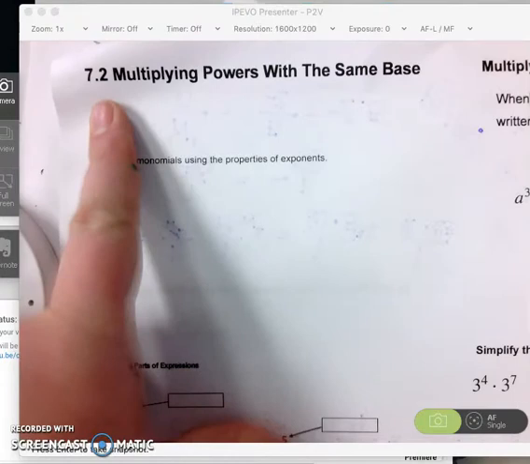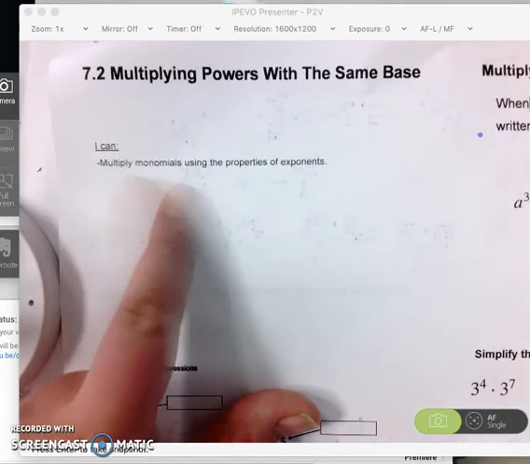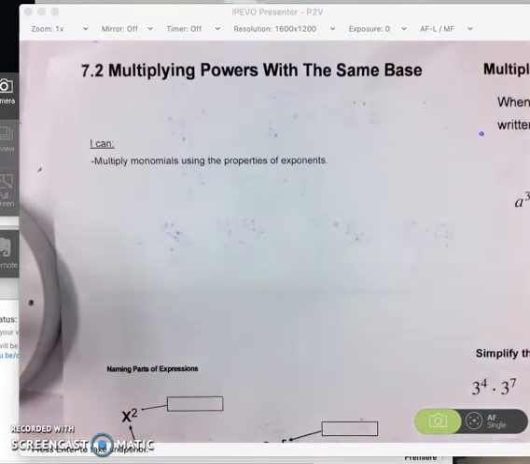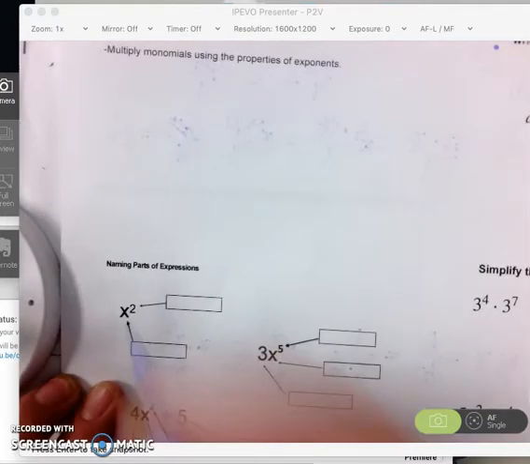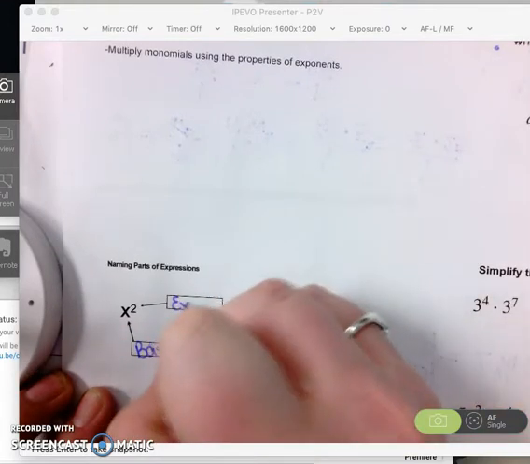7.2, multiplying powers with the same base. We should be able to multiply monomials using the properties of exponents. Naming the different parts of our expression, we have the base, the exponent.